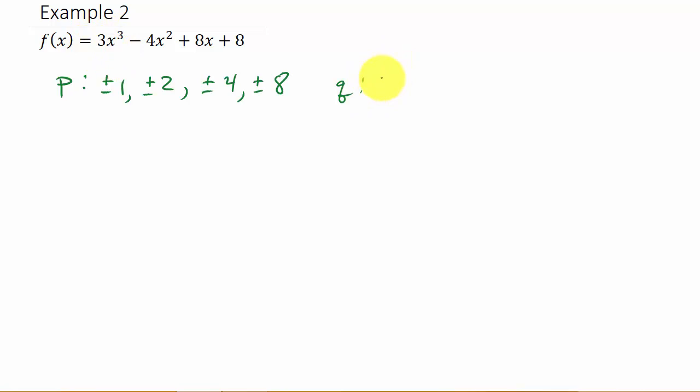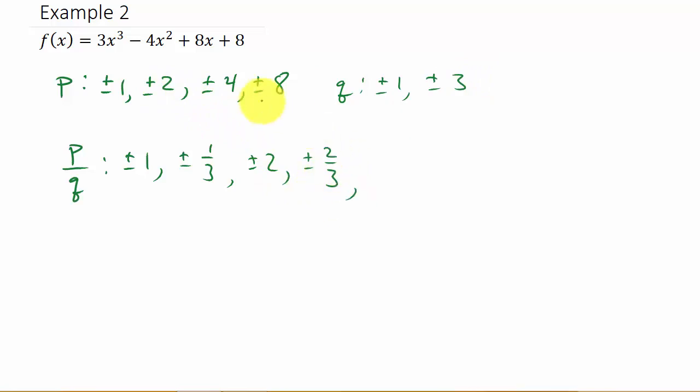Now we need the factors of q. Well, that's the factors of 3, so that's going to be plus or minus 1 and plus or minus 3. And then we need p over q. That's going to be the 1 over each one, then the 2 over each one, the 4 over each one, and the 8 over each one. So I've got 1 over 1, which is just 1, then 1 over 3. Then 2 over 1, which is just 2, and 2 over 3. Then 4 over 1, which is just 4, and 4 over 3. And then 8 over 1, which is just 8, and 8 over 3.